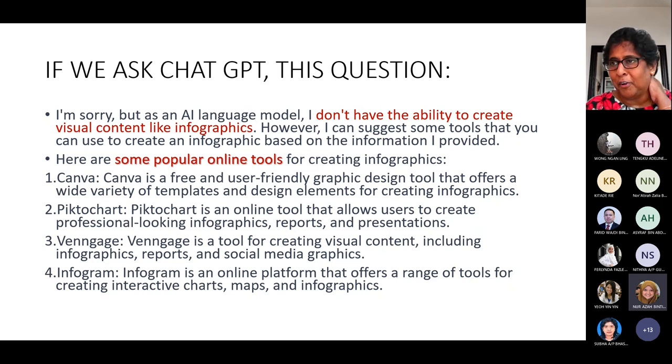So if you take that information, put it in and ask them to prepare infographics, it's a bit more difficult. It's a bit more challenging. But if you ask ChatGPT, they do suggest some of the important online tools. So if the students don't know how to do it, at least they know they're getting information. It's not wrong to get information when you have higher order thinking skills.